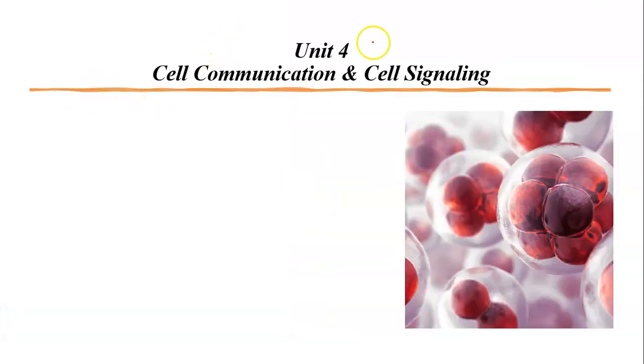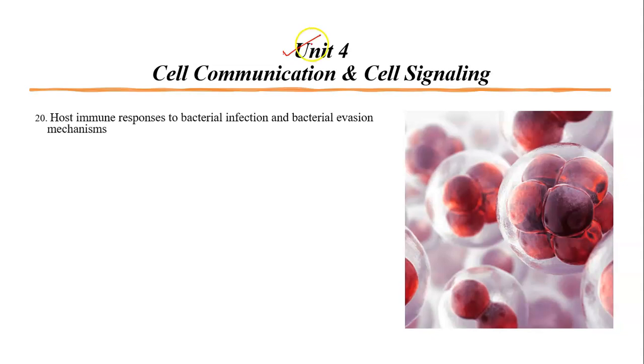Now, once you have studied the important topics from unit 1, 2 and 3, then focus on topics from unit 4, which is about cell communication and cell signaling. So start from host-parasite interaction, study about host immune responses to bacterial infection, bacterial evasion mechanisms. Then study about cell signaling receptors like G protein coupled receptors, nuclear receptors, study about receptor enzymes, and study about the JAK-STAT pathway.